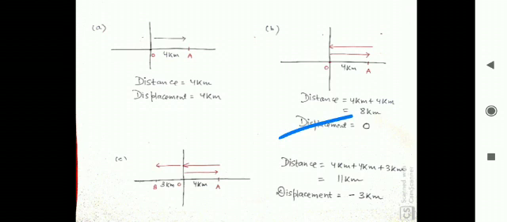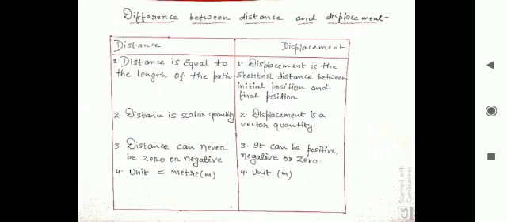So in that case we have to take displacement 0. So displacement can be 0. Here see, it is written here, displacement can be 0.